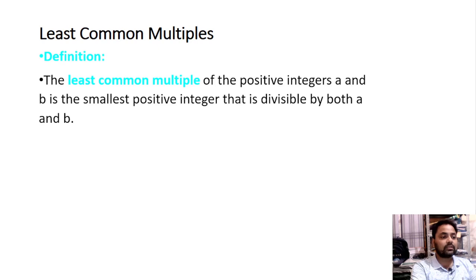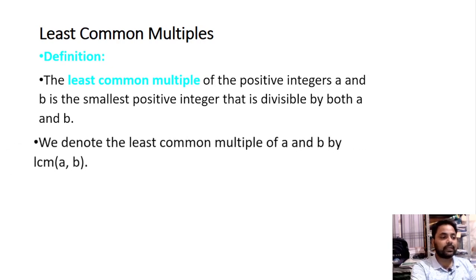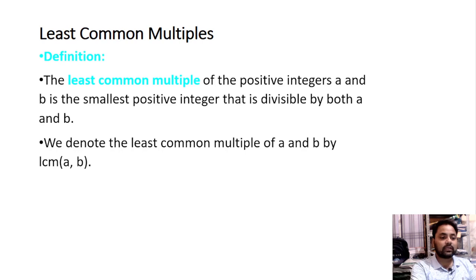The definition: the least common multiple of the positive integers a and b is the smallest positive integer that is divisible by both a and b. We denote the least common multiple of a and b by LCM of a and b. Here is the symbol of representation of the LCM of a and b, like this.